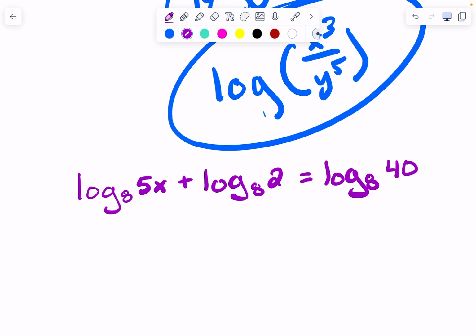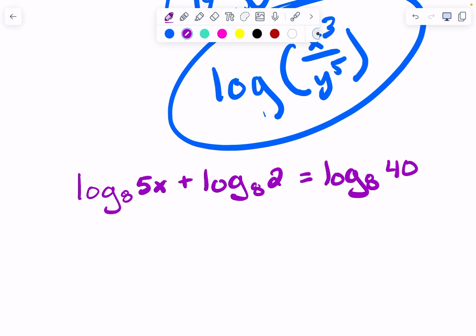5x and 2. You multiply 2 and 5, which is 10x. So all these go away, right? No, there's an equal sign, not plus. Oh, there's an equal sign there. So all these go away? Not until you put these two together. So plus means multiply, right? Multiply these two together.